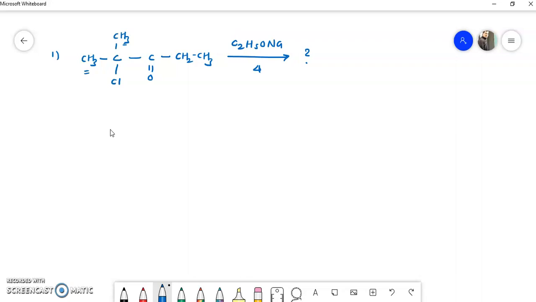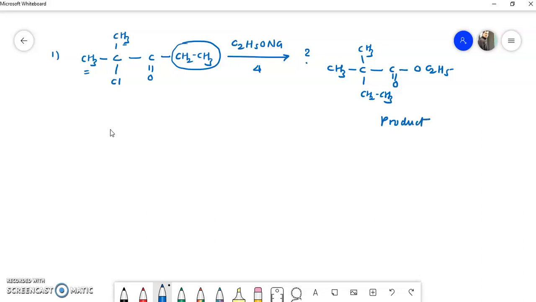So what product will we get here? As you know, if we use sodium ethoxide as the basic condition for this reaction, then we get ester as a product. So what will be the product? This CH2CH3 group will migrate over here at the place of the halogen. So we get this product: CH3, CH3, here will be CH2CH3, and there is a formation of C double bond O, and the rest is OC2H5. So we get this product.